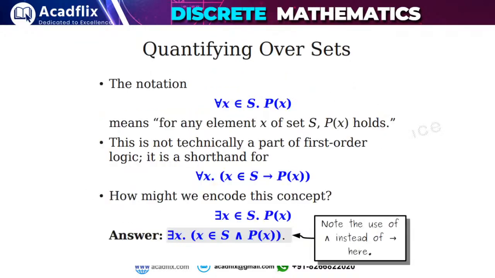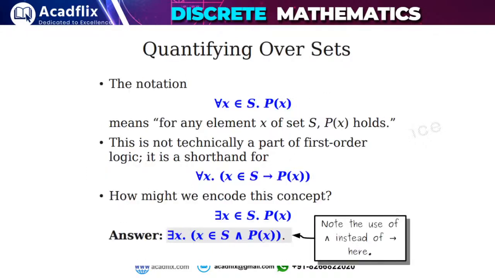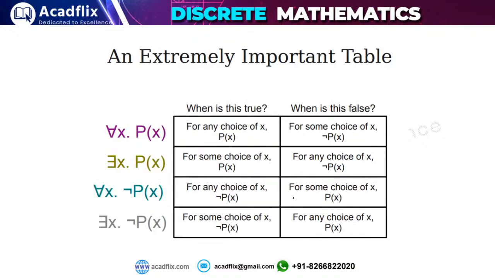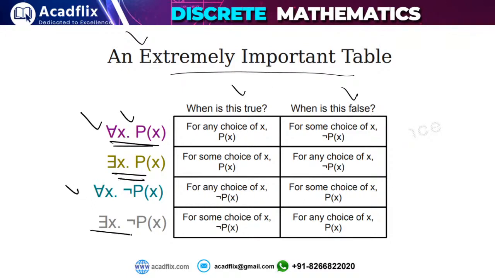Okay, now what are other things that we can see? These things we have already seen. This table of when it is true and when it is false we have already seen, if you remember. I told you when this is true and when this is false. All these things we have seen.